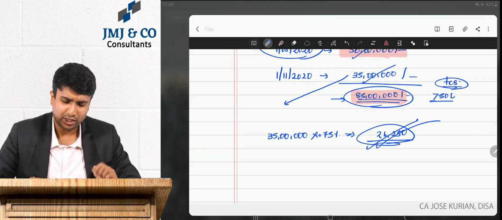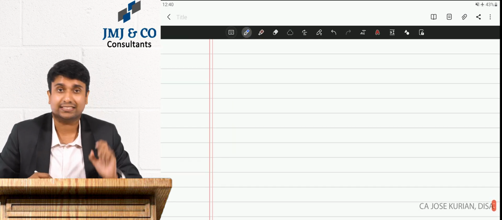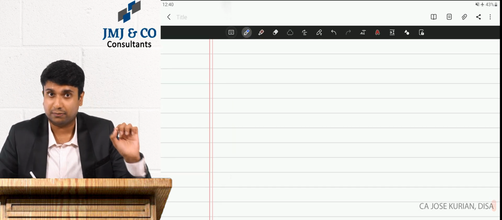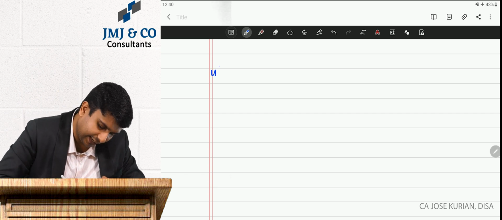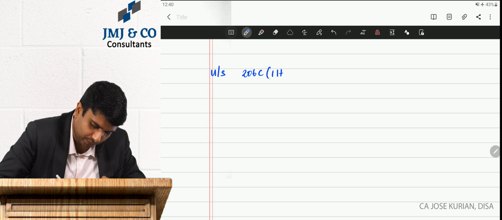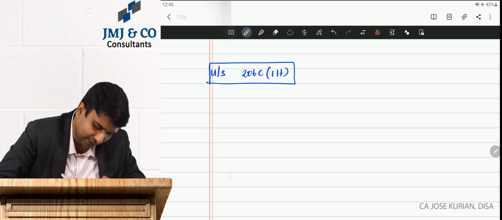So friends, here you are supposed to give an advice whether TCS is required to be collected on that particular sum or not. So the applicable section is section 206C(1H). This is the applicable section here.